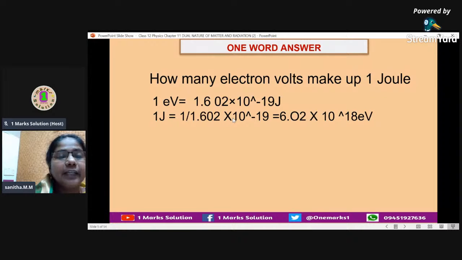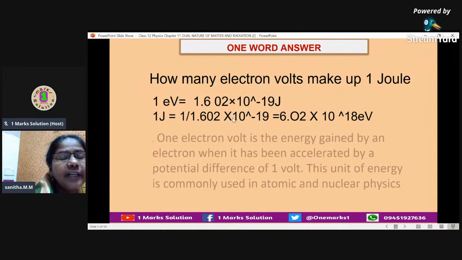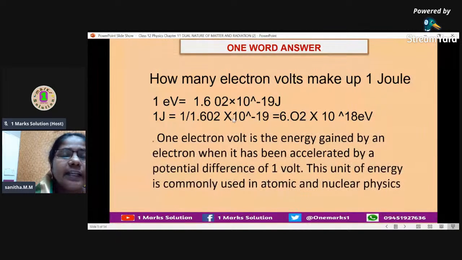For 1 joule, we can take the reciprocal of 1.602 into 10 raised to minus 19. You will get the answer 6.02 into 10 raised to 18. So 1 joule is equal to this much electron volt. Now, if the question is asking how many electron volts make up 1 joule, you only have to write the answer, 6.02 into 10 raised to 18. Only that much you have to write.